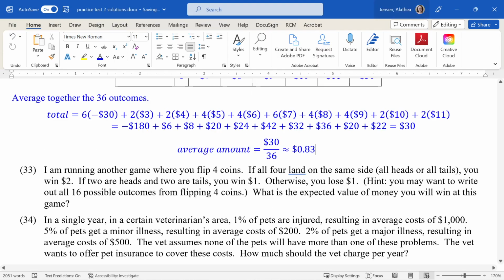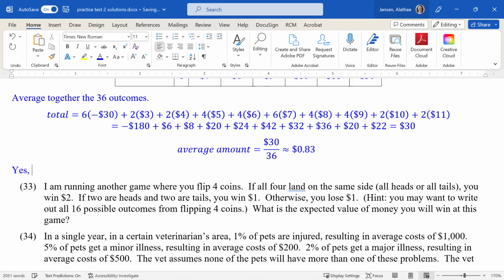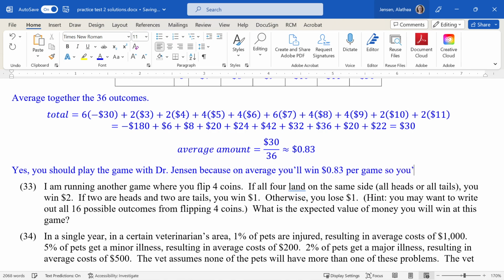So as far as justifying the answer, the final answer here is yes, you should play the game with Dr. Jensen, because on average, you'll win 83 cents per game. So you'll make money.